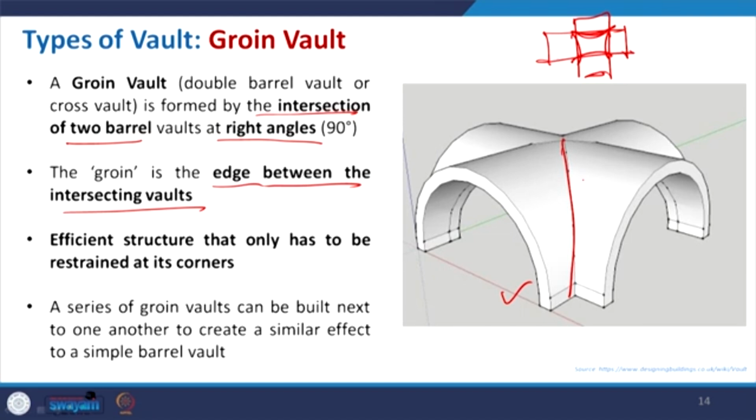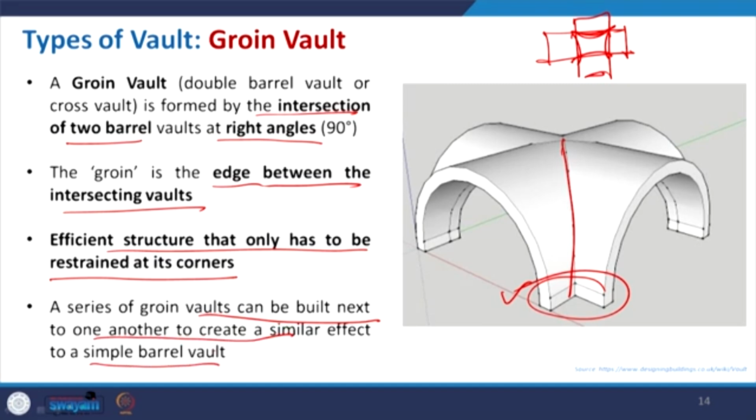So, this is the groin, an efficient structure that only has to be restrained at the corners. They have to make the structure in such a manner. A series of groin vaults can be built next to each other to have a similar effect to a barrel vault. We can place one after another, and then it will make two barrel vaults crossing. This can be extended further to get a view of the barrel vaults.